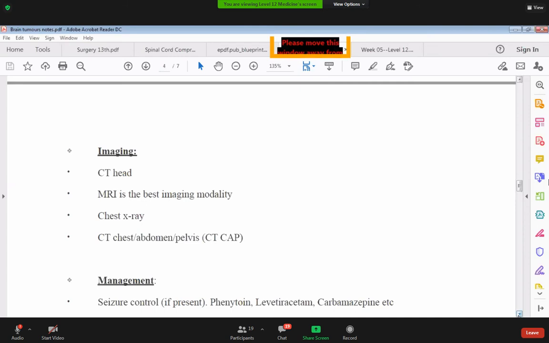Chest x-rays are also advised, to rule out the secondaries, to rule out the primary. If you're suspecting secondaries, we have to go for CT chest, abdomen, and pelvis.